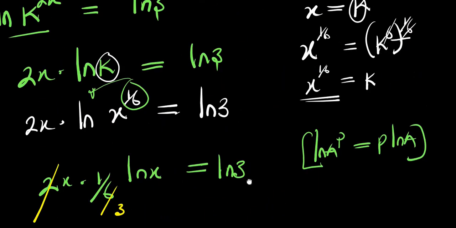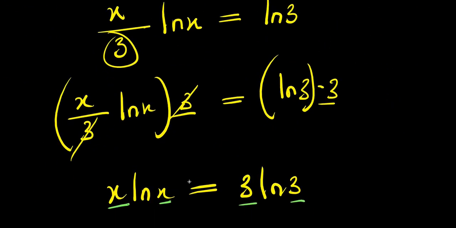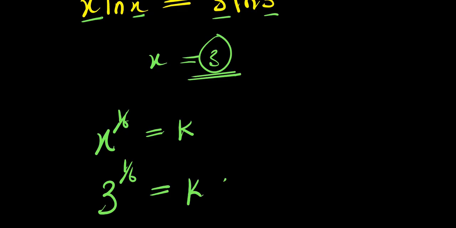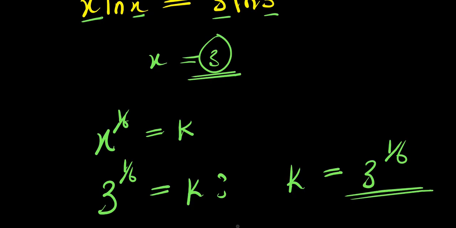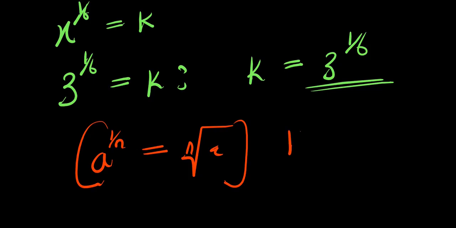So to solve for k, we have x power 1 over 6 equals k. And our x is 3, that means 3 power 1 over 6 equals k. We have k equals 3 power 1 over 6. You can also express this if you consider this identity, a power 1 over n equals the nth root of a. So we have k equals the 6th root of 3.